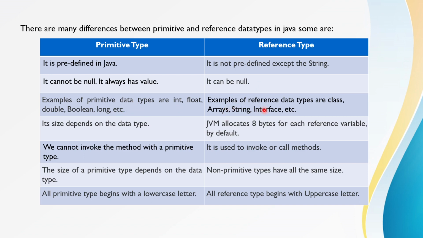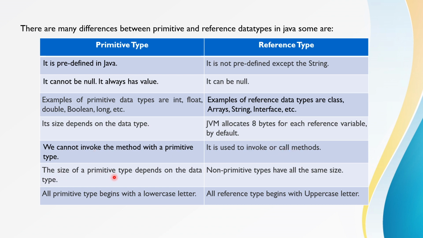Examples of primitive data types are int, float, double, boolean, long, etc. And examples of non-primitive are class, array, string, interface, etc. A primitive's size depends on the data type. For non-primitive, the JVM allocates 8 bits for each reference variable by default. We cannot invoke a method with a primitive type, whereas a non-primitive is used to invoke or call methods.